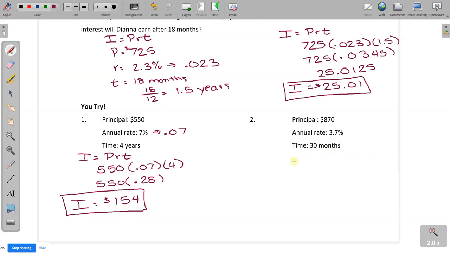Let's look at the next one. Again, start with your equation. I equals PRT. Your principal is $870. Your annual rate, 3.7%, changed to a decimal, 0.037. And then we have 30 months. So we're going to take 30 and divide it by 12. And 30 divided by 12 gives us 2.5 years.